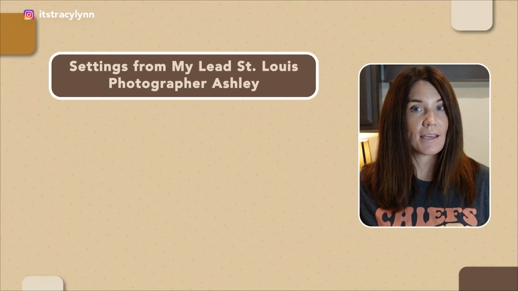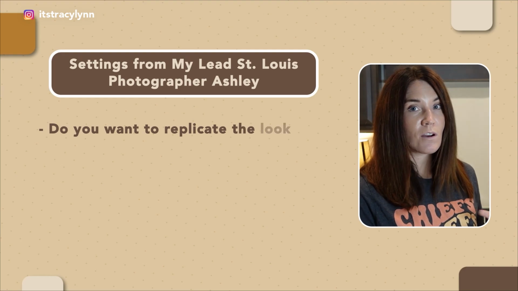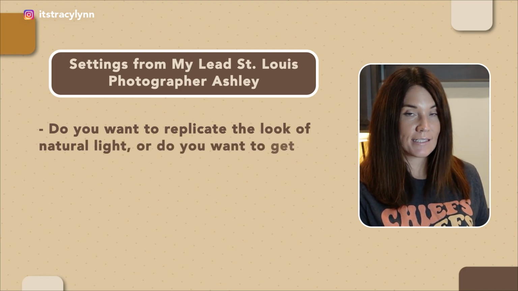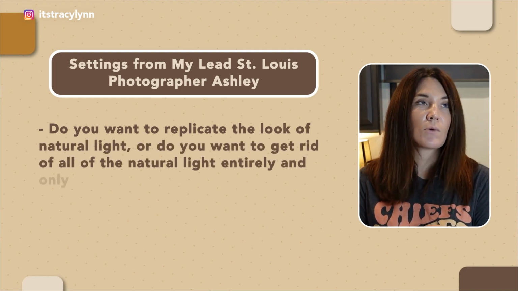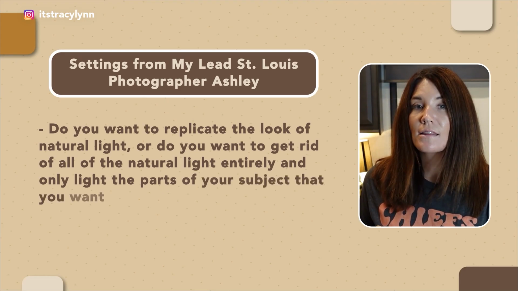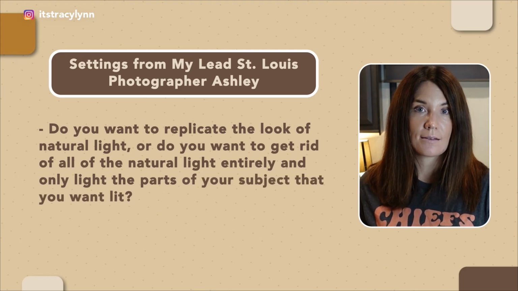So at this point in her life and in her career, she has adopted more of a real life look at f4. So the first decision that you need to make is, do you want to adopt more of a real life natural look inside the studio, or do you want to get rid of all of the extra light and only light the parts of the subject that you actually want lit? She said for every session that she shoots, she uses both types of lighting. She uses more of a natural look and she uses just artificial light.